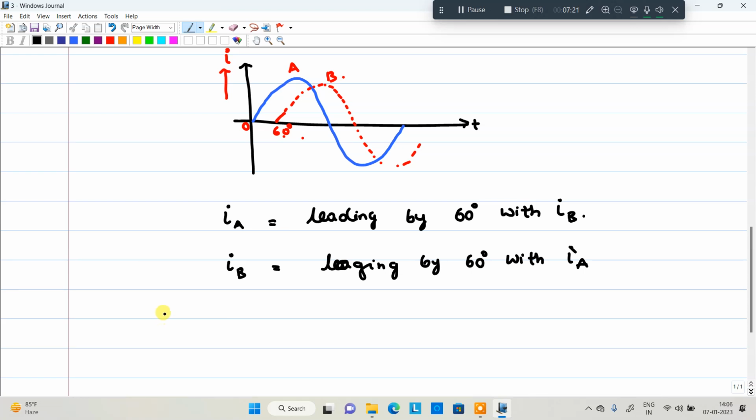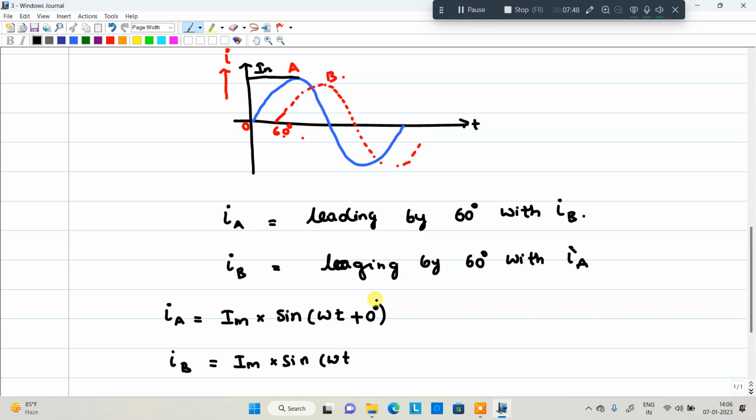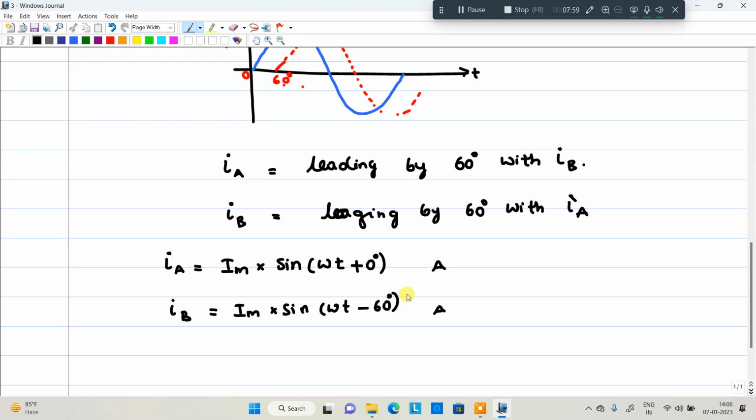In this case, we can write IA is equal to IM, that is the maximum value of current, into sine omega t plus 0 degrees. It is starting from 0, right? This is the first equation. Next, the IB equation: IB is equal to IM into sine omega t minus 60 degrees. It is lagging, right? It's starting after 60. So those are the representations of this particular waveform. All of you got my point? How to write the equations for both?